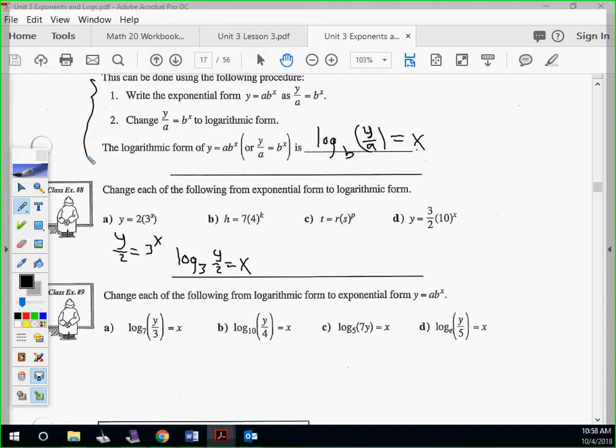Okay, while you're finishing that up. So if we look at b, h over 7 equals 4 to the k. So then it's going to be log base 4 of h over 7 equals k.